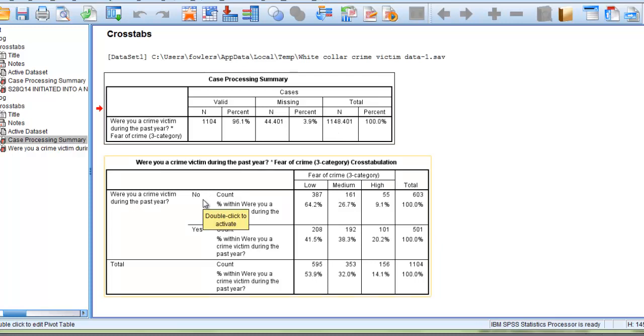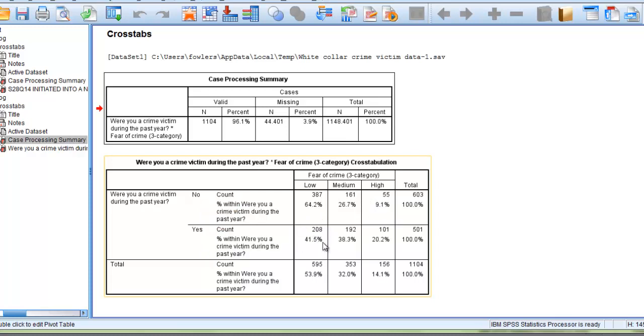So we have 2 values for our independent variable, no and yes. Were you a crime victim? For people who were not crime victims, 64% are in the low, almost 27% are in the medium, and 9% are in the high. For people who were a victim of crime in the past year, their fear levels are different.